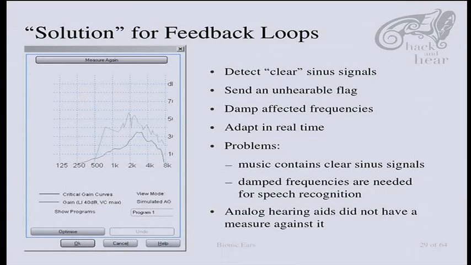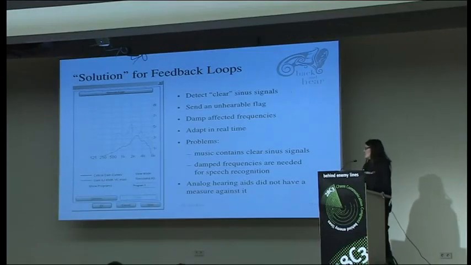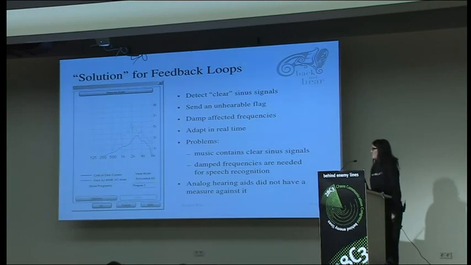Analog hearing aids did not have a measure against that, so this is something clearly new with digital hearing aids. The screenshot here is also taken from the tuning software. When you have tuned your hearing aid, you can run a feedback loop test where it plays many different sounds and checks whether it detects the feedback loop, and then it reduces the maximum power of the output of your hearing aid. That means you spend hours tuning your hearing aid and then everything gets reduced by that.